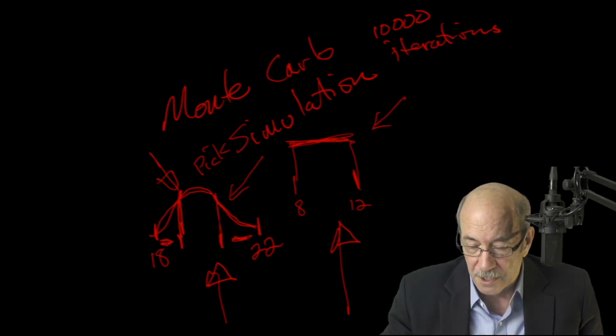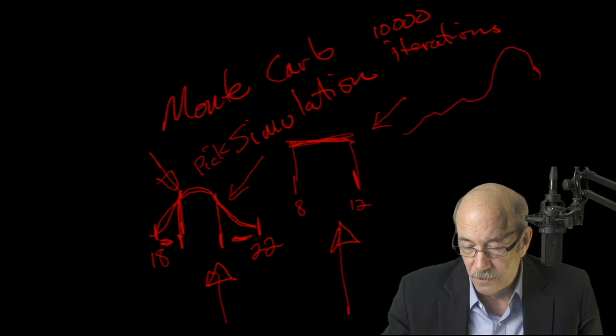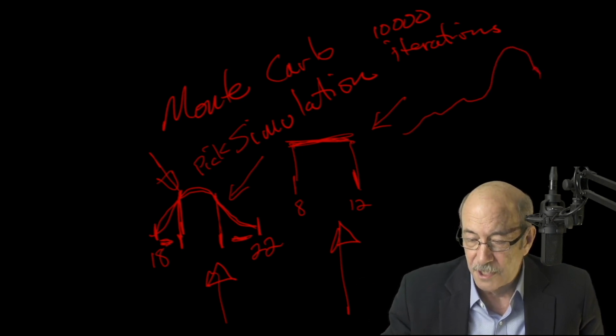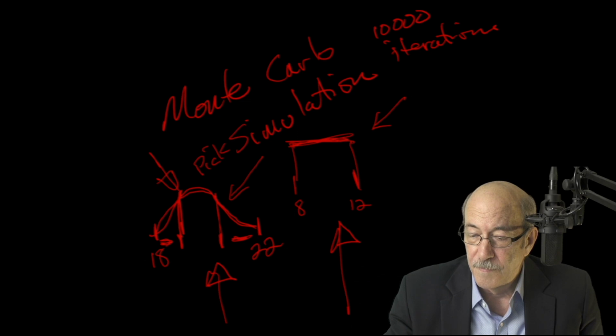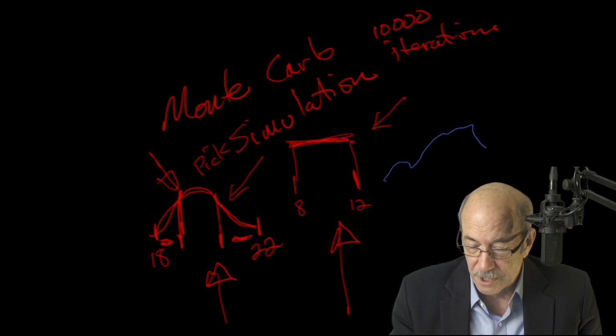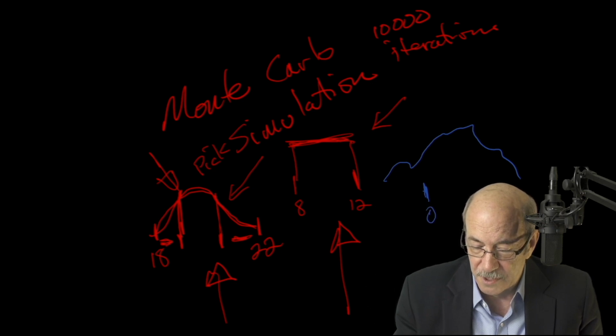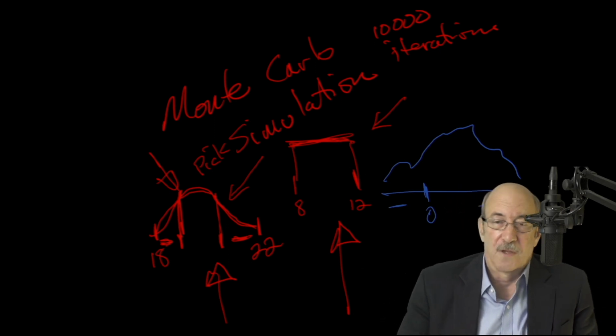And what I find is that I get something that looks like this. Oops, I ran off the edge of my screen here. Let me erase that, start over. I get a distribution that looks about like this. And 0 is here, and this is all positive. And this is negative.